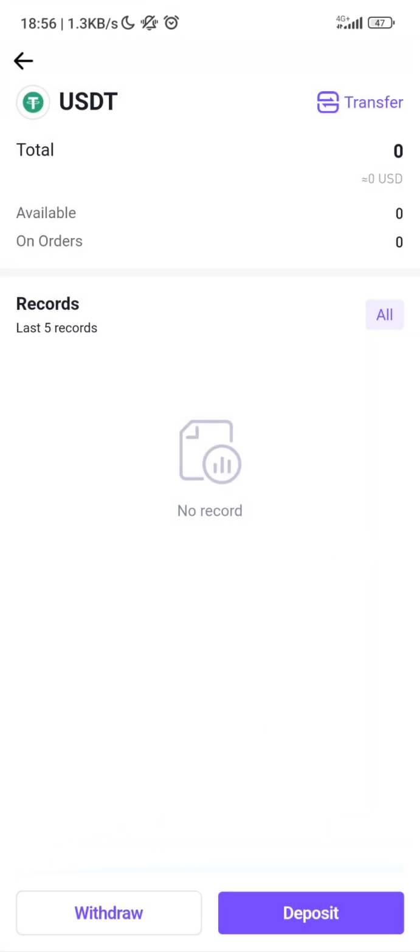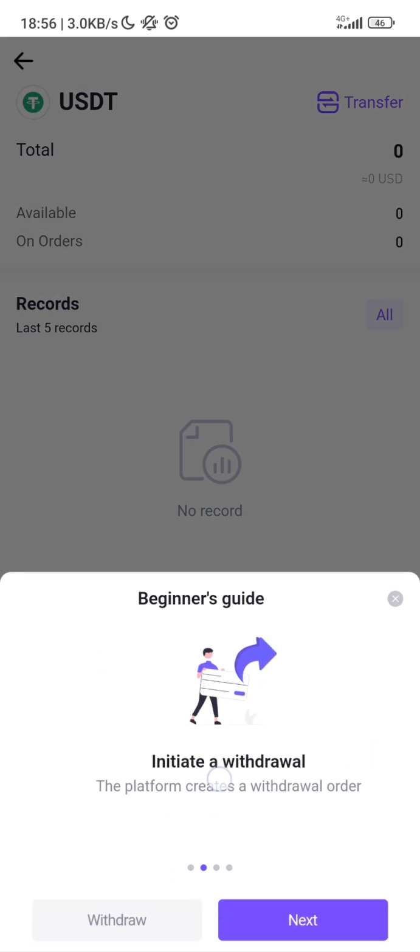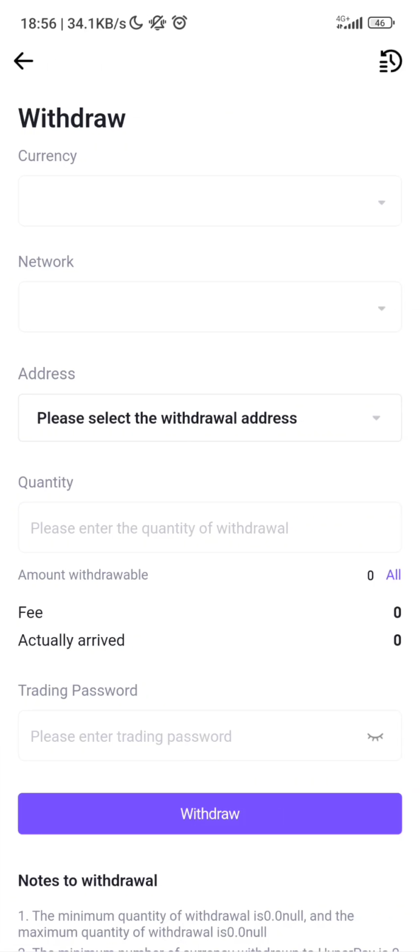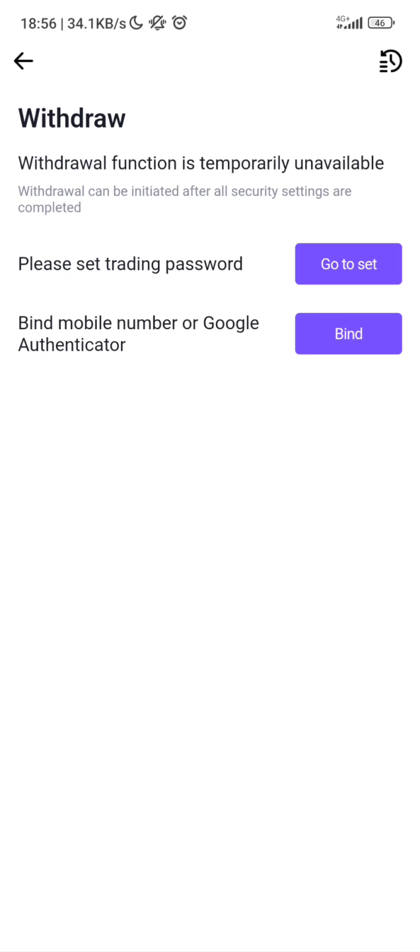Now on that exchange you want to click on withdraw, right? This is my first time of initiating this, so for withdraw, I will need to set up some things. You need to set your password, and you also need to bind your Google Authenticator or your mobile number to this exchange, so that whenever you want to withdraw fund, you have to get an OTP to send, right? So that someone does not have access to your exchange and withdraw your fund.